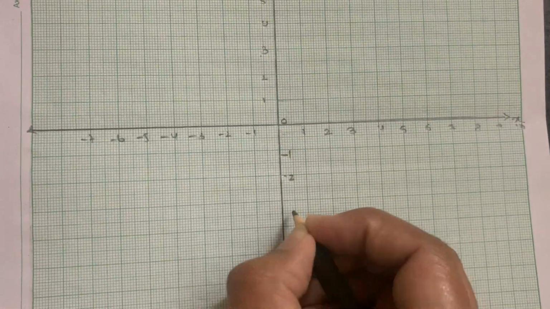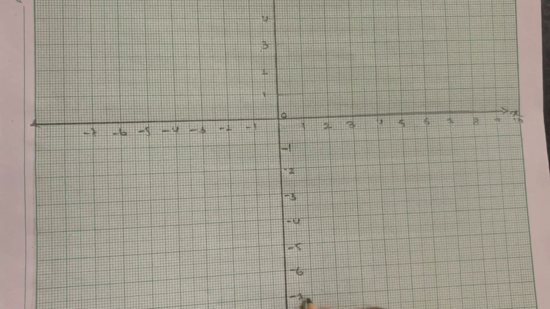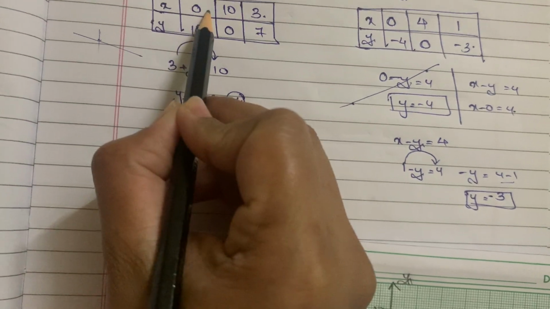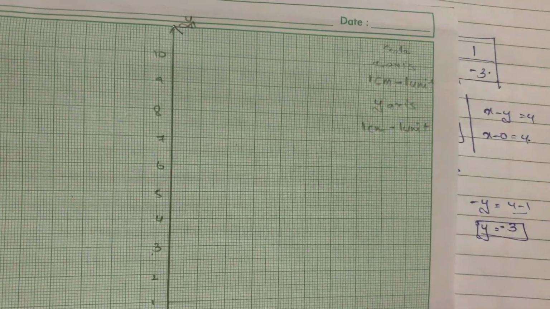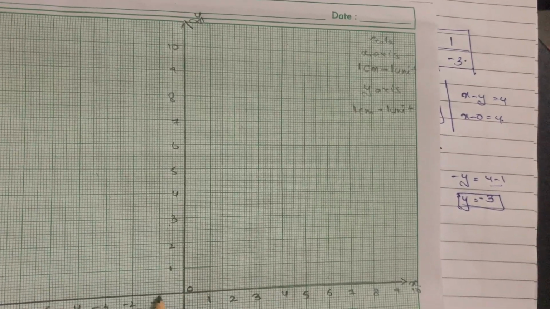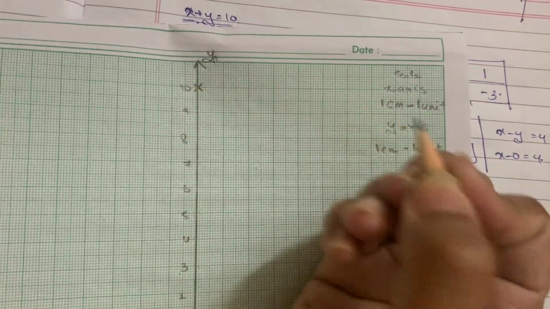This is negative 4, negative 5, negative 6, negative 7, and so on. So the first value is when x is equal to 0, y is 10. X is 0, y is 10. So the first point that I have is here.